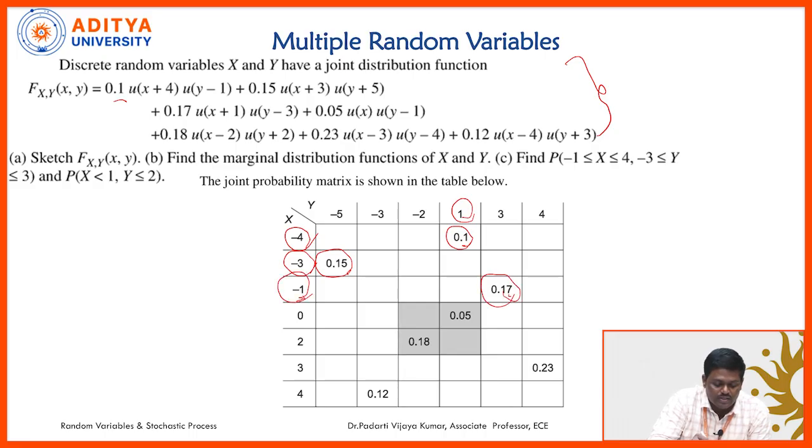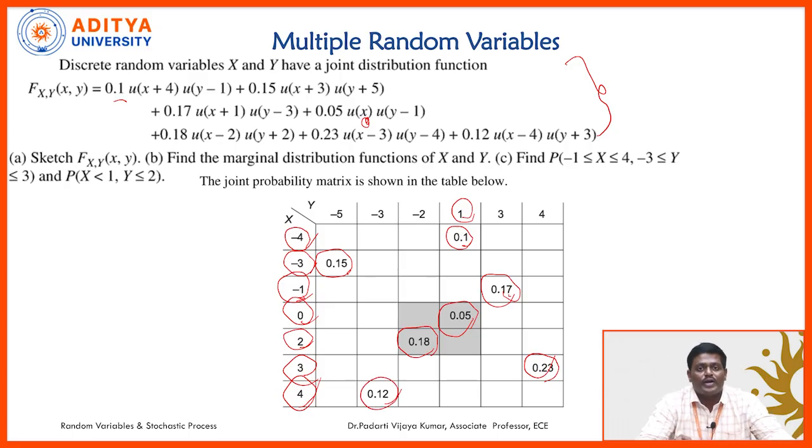Next, x is equal to 0, y is equal to 1, the corresponding probability is 0.05. Next, x is equal to 2, y is equal to minus 2, the corresponding probability is 0.18. Next, x is equal to 3, y is equal to 4, the corresponding probability is 0.23. When x is equal to 4, y is equal to minus 3, the corresponding probability is 0.12.